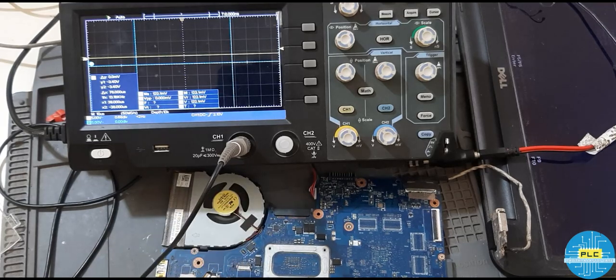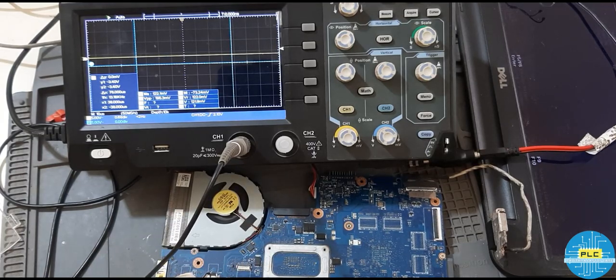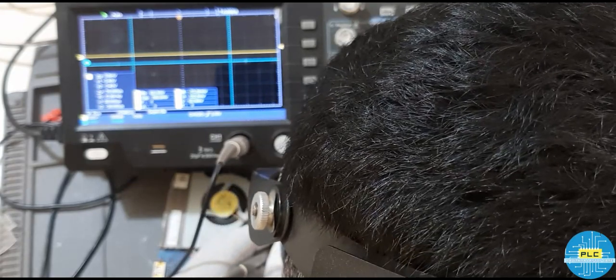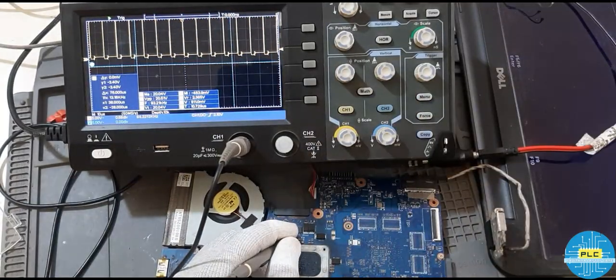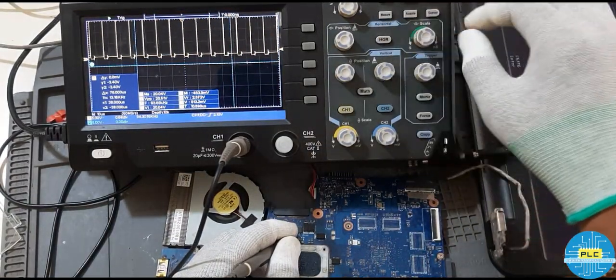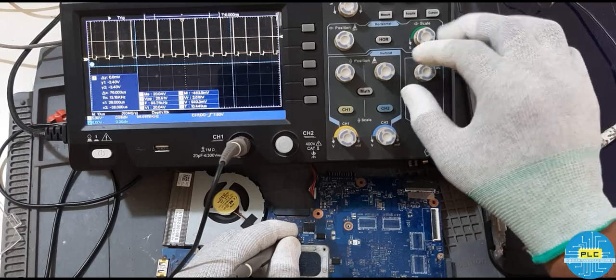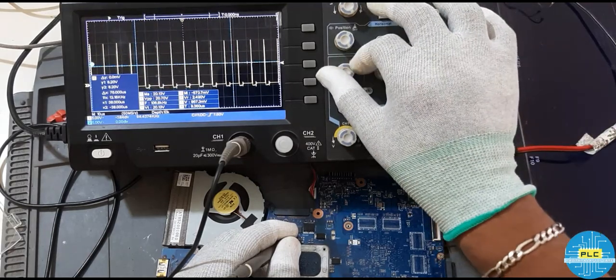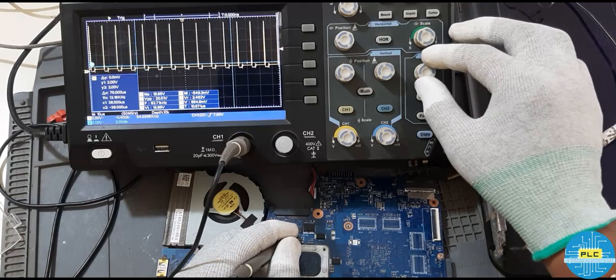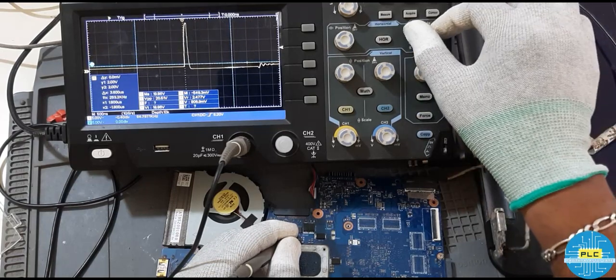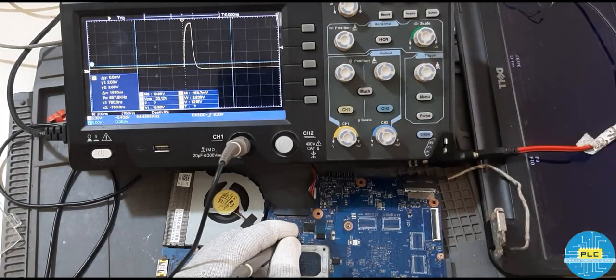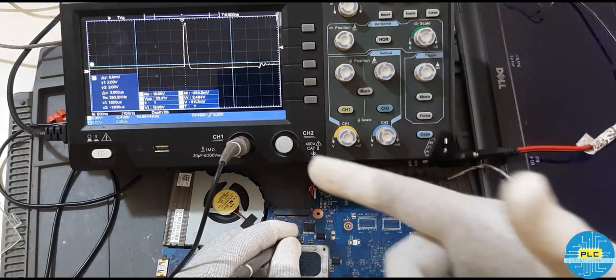Okay, now the phase 1 will be pin number 18. Change the position, it will look like this. Okay, this is the phase, means it's VCC core.